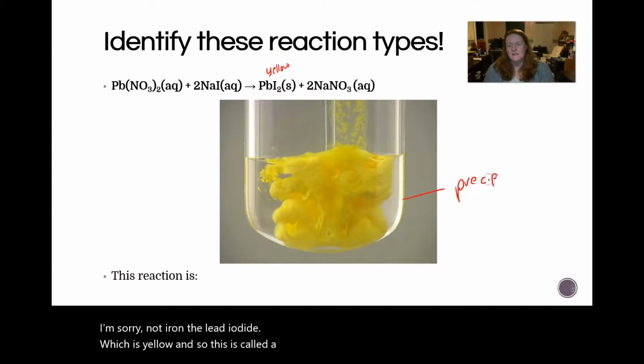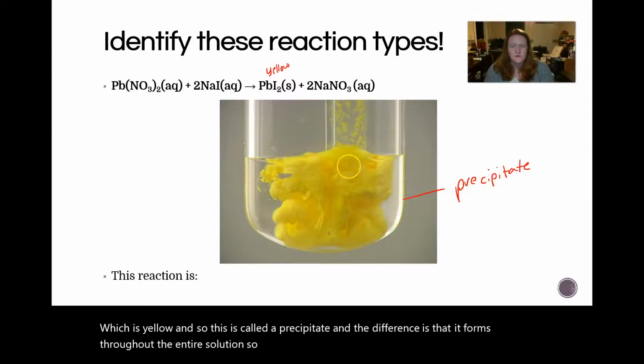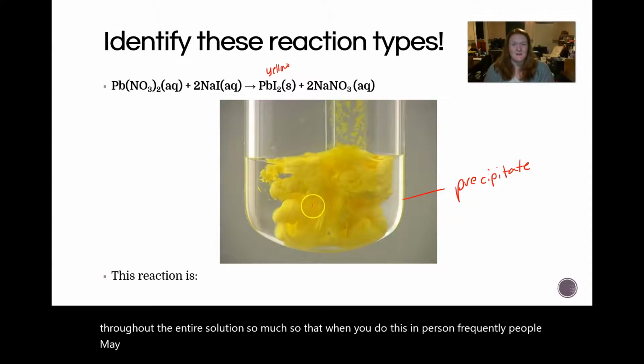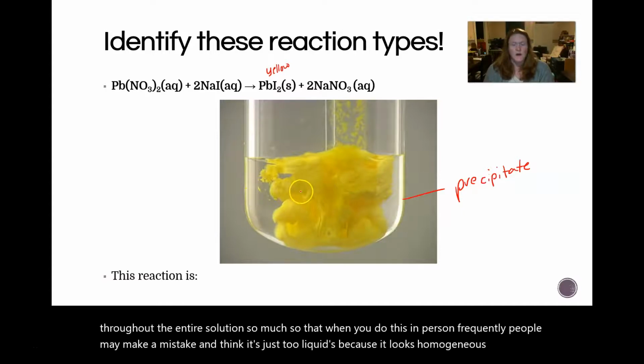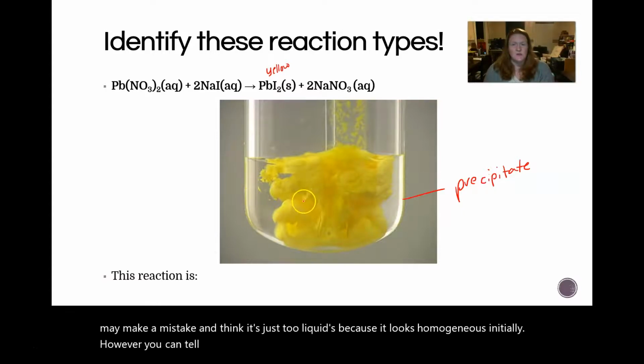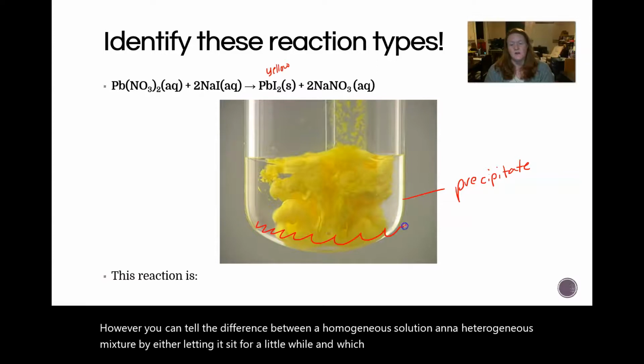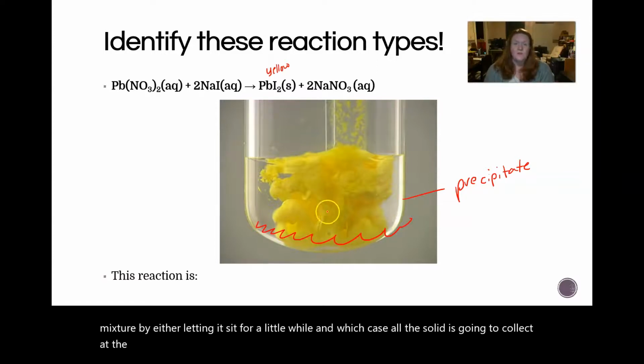And the difference is that it forms throughout the entire solution, so much so that when you do this in person, frequently people may make a mistake and think it's just two liquids because it looks homogeneous initially. However, you can tell the difference between a homogeneous solution and a heterogeneous mixture by either letting it sit for a little while, in which case all the solid is going to collect at the bottom, or if you hold it up to the light and you cannot see through it, it is not a solution. It must therefore be heterogeneous.